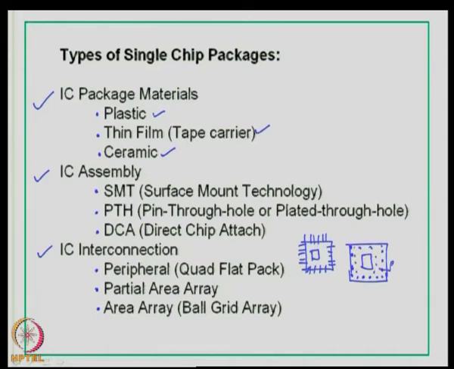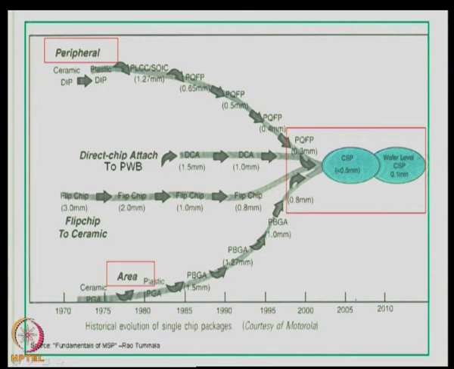This is a BGA connection, but a complete area array would mean the entire area under the die is utilized for creating solder balls. This is also a BGA. So, that depends on the size of the die, the pitch, and the amount of heat that is dissipated. Okay. So, these are the basic types of single chip packages that you will encounter.